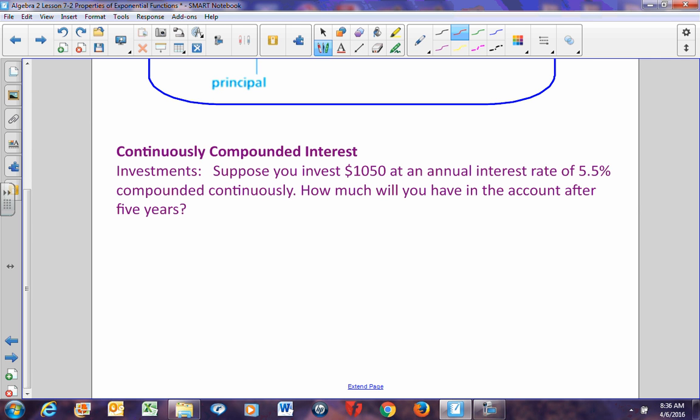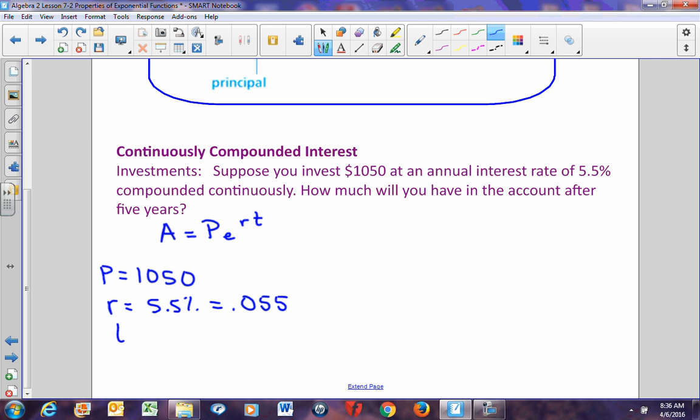So the formula is A equals P e to the rt, and we're looking for A. P is my principal, which happens to be $1,050. R is my interest rate, which is 5.5%. As a decimal, that's 0.055. And time is in years, that's 5 years. So if I plug this into my formula, I have A equals 1,050, that's my principal, times e to the 0.055 times 5 power.